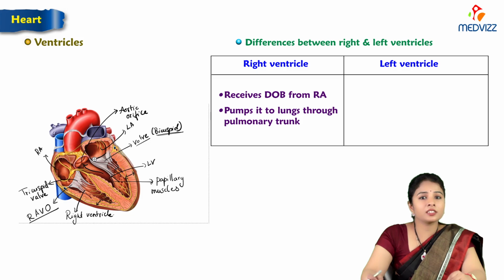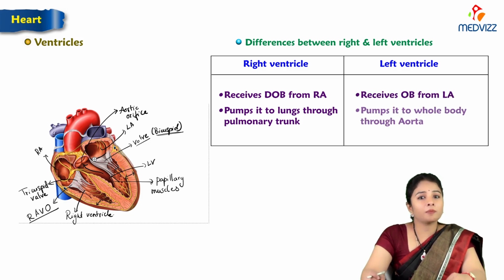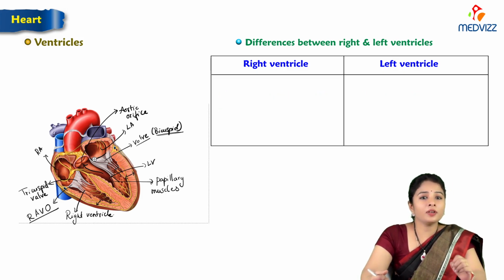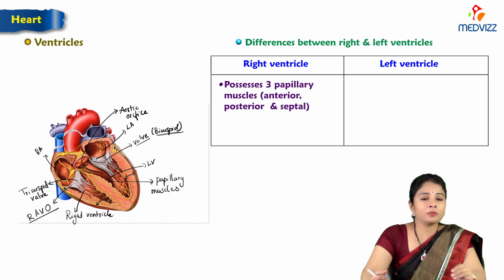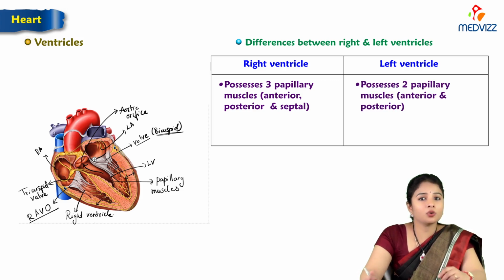Whereas the left ventricle receives the oxygenated blood from the left atrium and pumps it to the whole body through the aorta, which makes systemic circulation. Whereas the right ventricle is concerned with pulmonary circulation. The right ventricle possesses three papillary muscles, anterior, posterior and septal papillary muscles, whereas the left ventricle possesses only two papillary muscles, which are anterior and posterior papillary muscles.